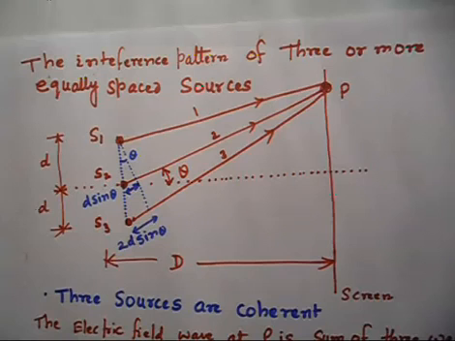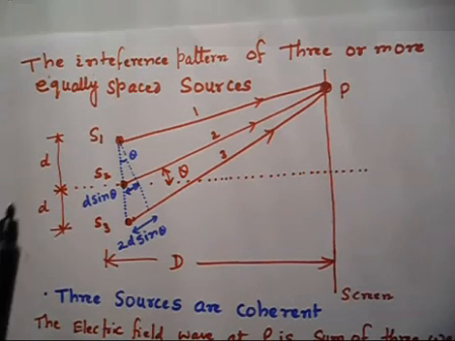In Young's double slit experiment, we have also done one problem related to Lloyd's mirror experiment, in which a single source can be converted into two sources, one single source that is real, another that is virtual. Now this time we are discussing interference due to three sources. These three sources are basically coherent in nature and they are equally spaced.